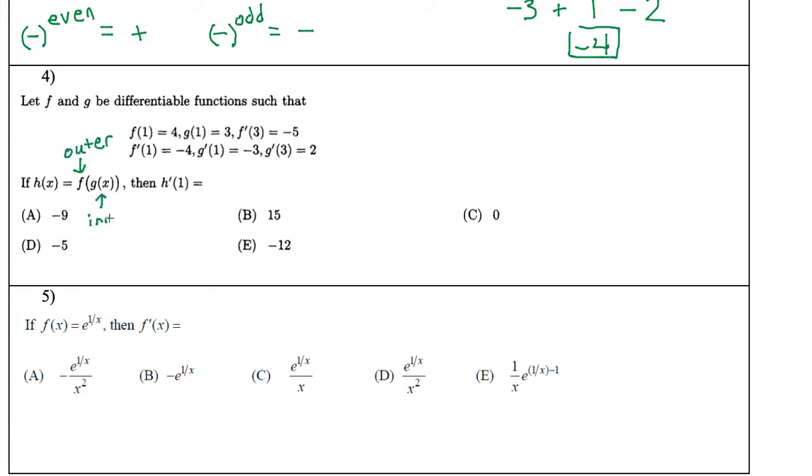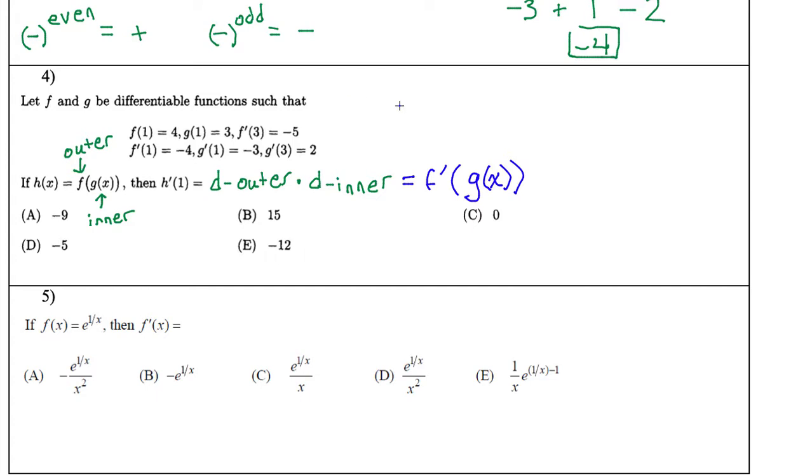Inner is this G of X. That is our inner. So if I'm doing the correct math, I should be doing dowder, D outer, times dinner, D inner. If I'm doing that correctly, then we're going to be using these values, and we'll see what happens. So, dowder, the derivative of the outer. The derivative of the outer, well, outer is F, so the derivative of F is F prime. And you leave the inner. The inner stays the same. So it's still inner, G of X.